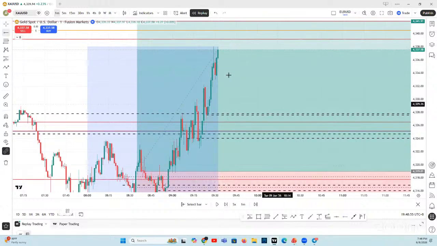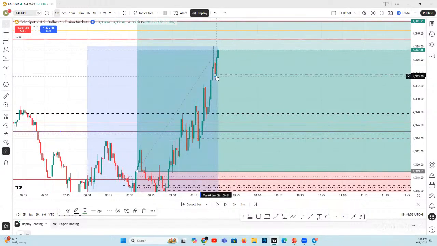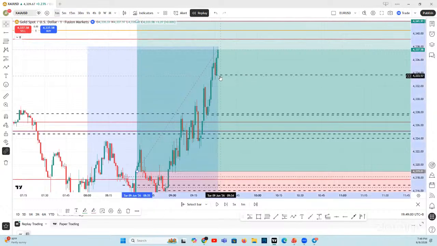Because I am just marking the new SNR in the 1 minute. So this is the new support. That time this was the support. It's respecting this, so maybe this will respect the support. That's how you will hold, guys.